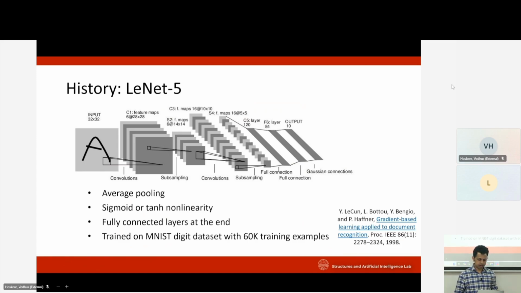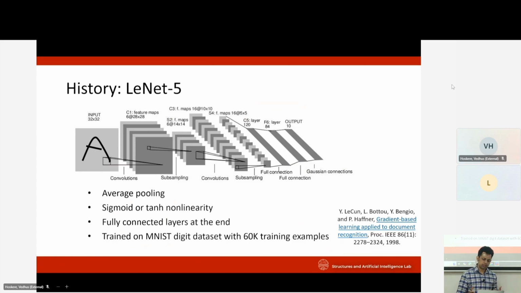And then there's some subsampling that they've done, and I think the way they did the subsampling is through average pooling, so they're averaging across the pooling windows that I spoke about. And then they've used the sigmoid or tanh nonlinearities. At the end, they have fully connected layers, so it goes from 120 to 84 to 10, because the data set that they were using was the MNIST digit data set.